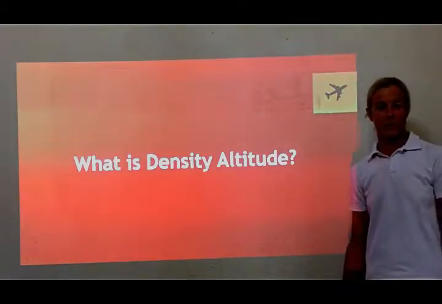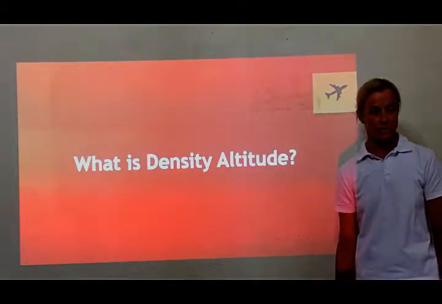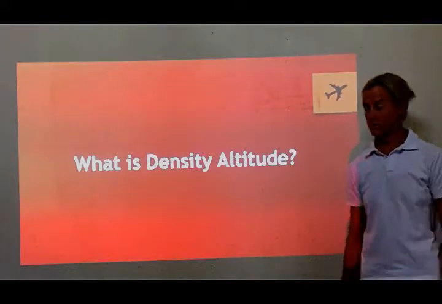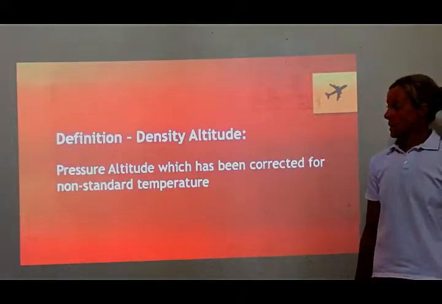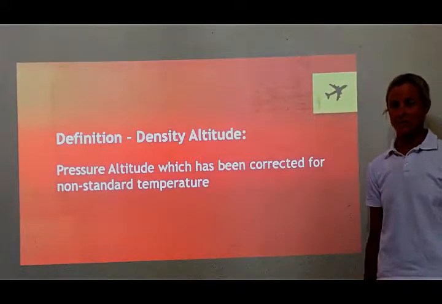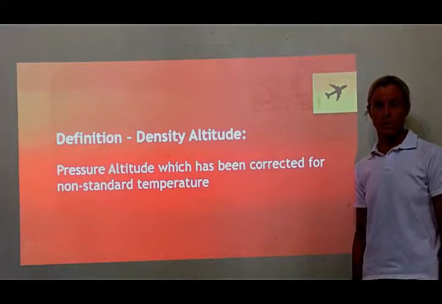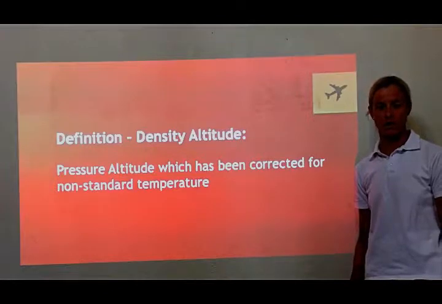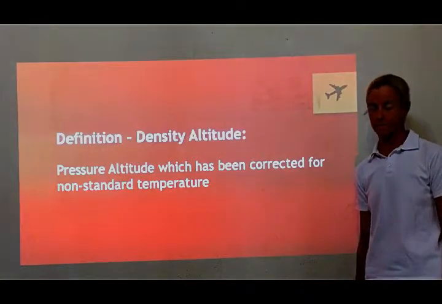So, does anyone know what density altitude is? Okay, you know what altitude is, but if we look at what the books say, density altitude is pressure altitude which is corrected for non-standard temperature. Now you're probably wondering, well, what on earth is that?